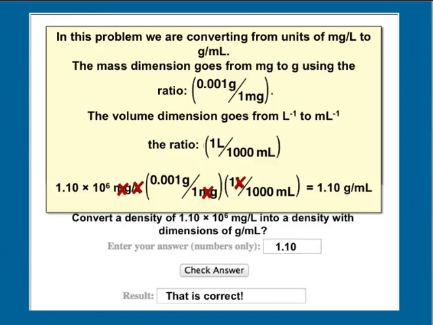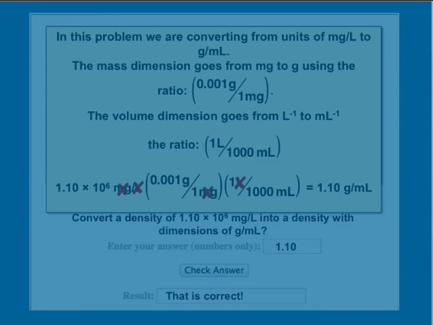Any questions? Let's do one more of the metric interconversions.